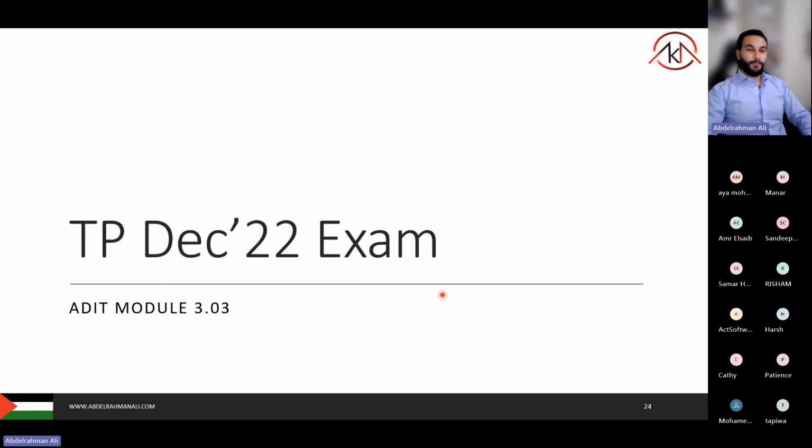What we'll do next is we will go through the transfer pricing exam, which is December 22. I'll not be interpreting the exam in very deep detail. I expect that you're trying to recap the strategy, the key bulletins, and I'll give you some tips and tricks while you're attempting your exam as well.